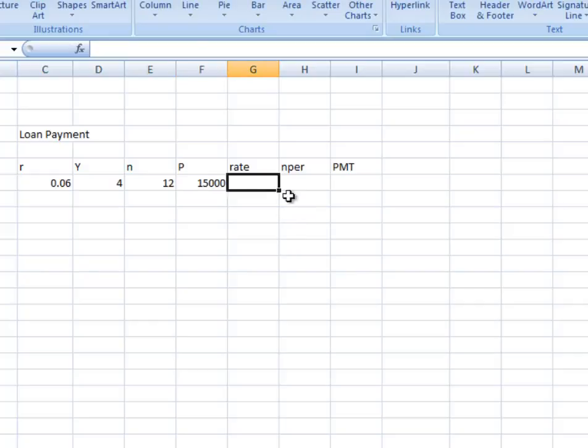Now, the rate that it wants, the periodic rate, has to be equal to R divided by N. Now, you could have done that manually and just put in 0.005. That's fine. Number of periods is N times Y, which gives us 48 payments that we're making. So here we're going to set equals. And for the loan formula, we don't use the FV. We don't have a savings account that's getting this. We want to find out what our payment is.